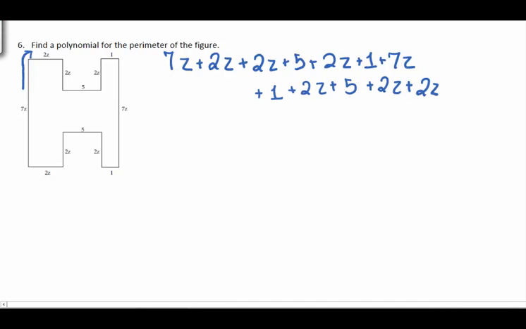7 plus 2 is 9, plus 2 is 11, plus 2 is 13, plus another 7 is 20, plus 2 is 22, plus 2 is 24, and then plus another 2 is 26. So 26z, and then we'll add up the constant terms. 5 plus 1 is 6, plus 1 is 7, plus 5 is 12. So 26z plus 12.